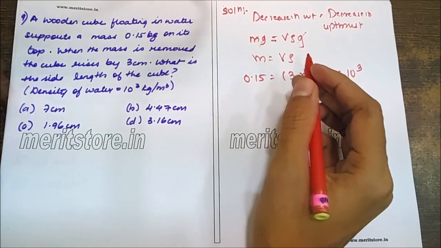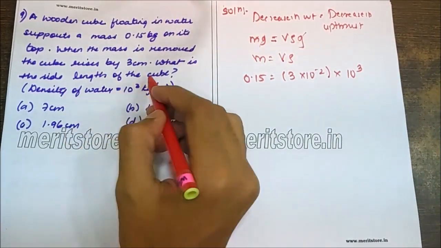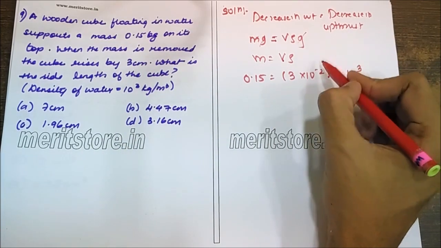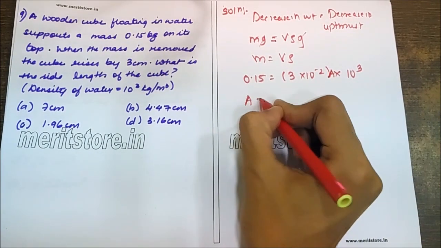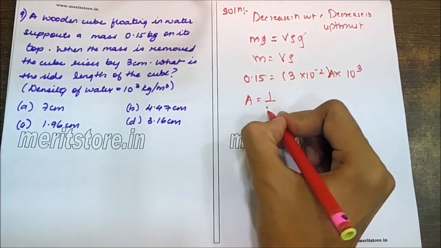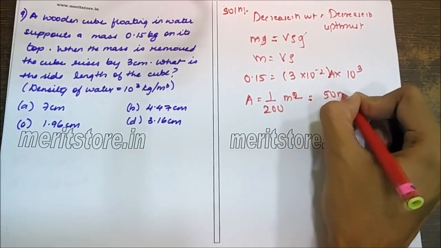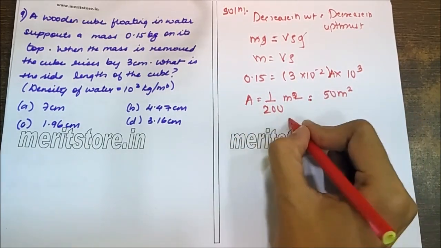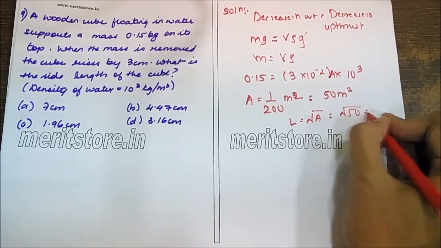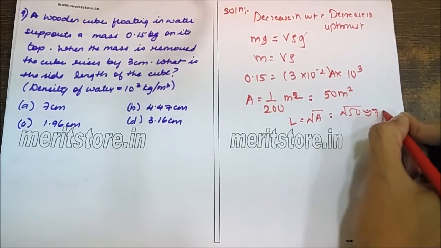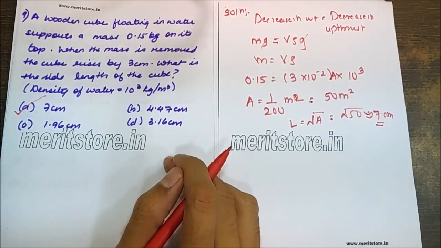Here A is the area of the base, and we need to find the length of the cube. Solving this, the area of the base comes to the value 1 upon 200 meter square, that is, A equals 50 centimeter square. So the side of the cube is L, which equals root of A, so it equals root of 50, approximately 7 centimeters. So A is the correct option, the length is 7 centimeters.